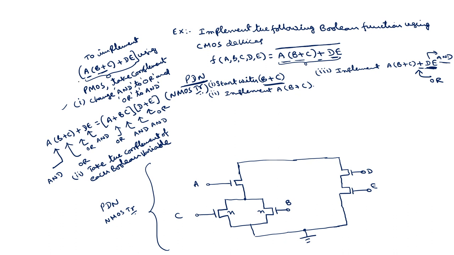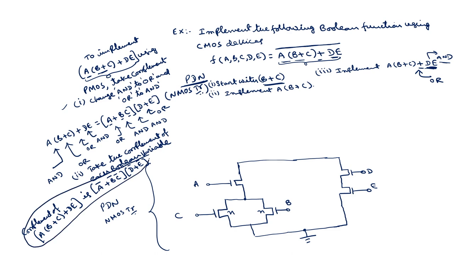So the complement of A into B plus C plus D will become A bar; you have to take the complements of each and every element, plus B bar C bar into D bar plus E bar. This is the complement of A into B plus C plus D. This is how you can obtain the complement.